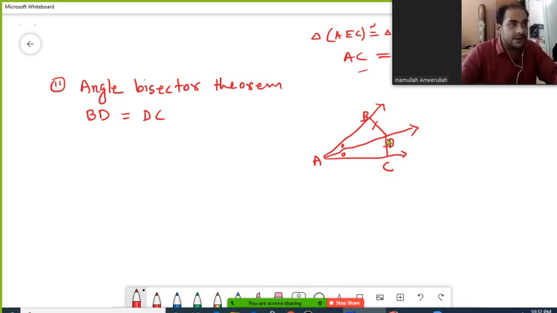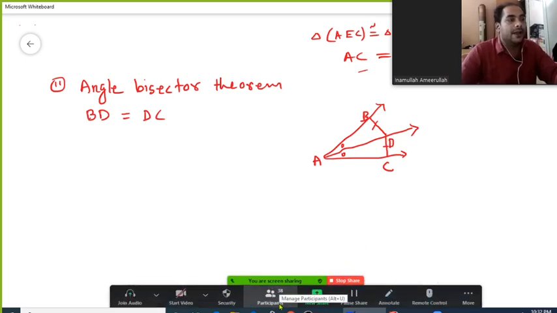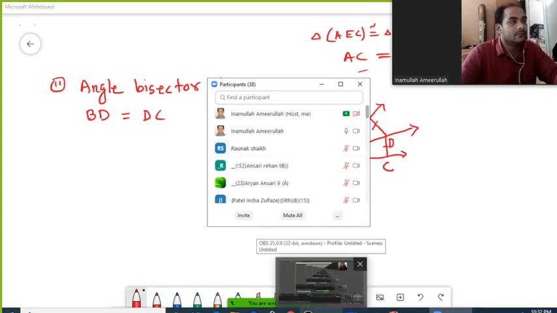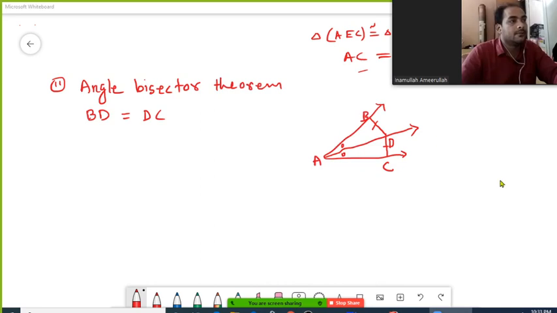D is a point on angle bisector AD. B and C are two points on two sides of the angle. So BD and DC is the perpendicular distance between the angle bisector and both the sides of the angle. So this distance should be equal according to angle bisector theorem.